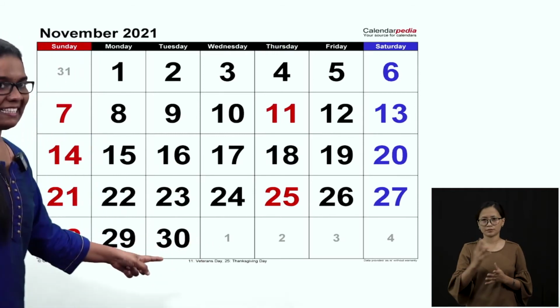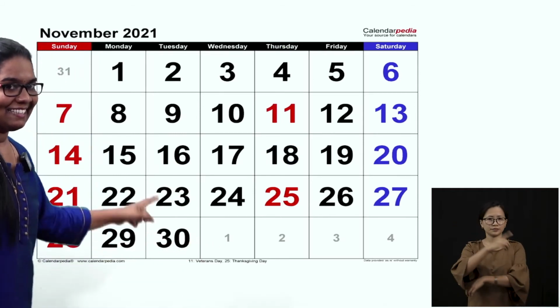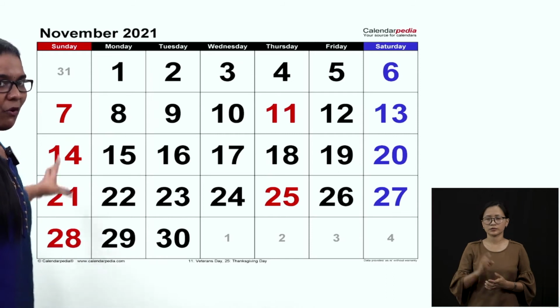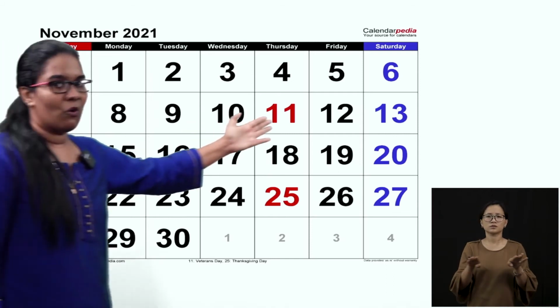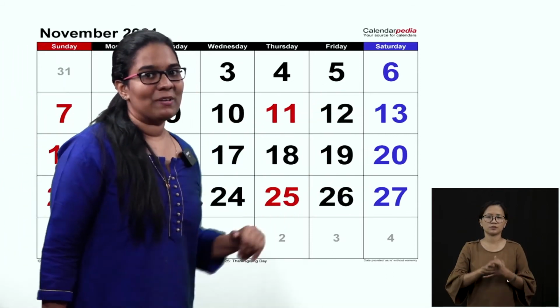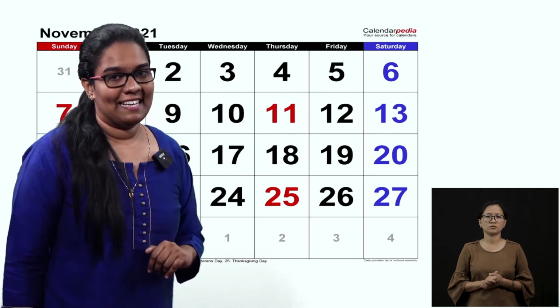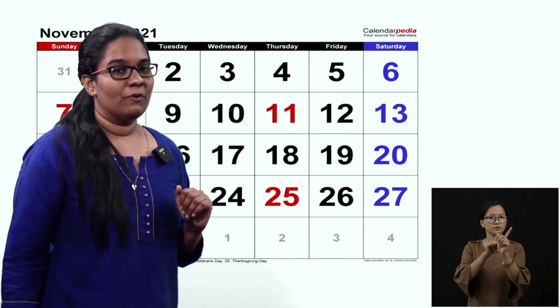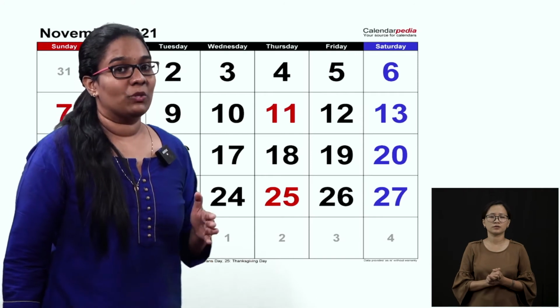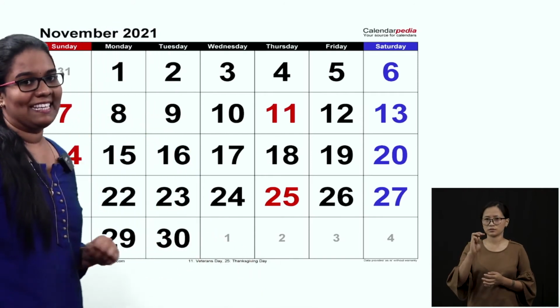Total 30 days are here. Then, 1, 2, 3, 4. 4 Sundays and 4 Saturdays. Total number of days of November 2021 is 30.